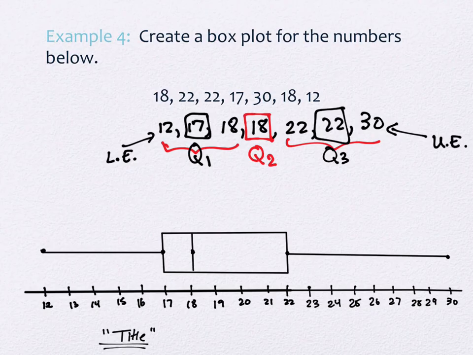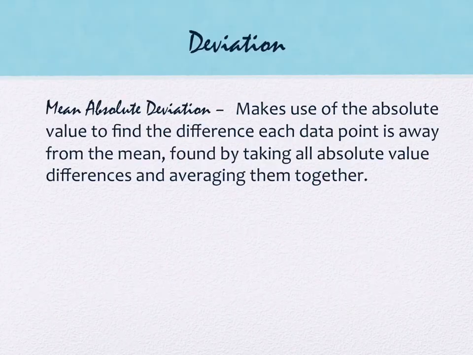Okay? So this is one way to show how spread apart things are, the variation of the data. Let's do our second one. The second one is called the mean absolute deviation. I will abbreviate that MAD. This makes use of the absolute value to find the difference that each data point is away from the mean. Notice it's using the mean, not the median. And it's found by taking all of the absolute value differences and then averaging them.